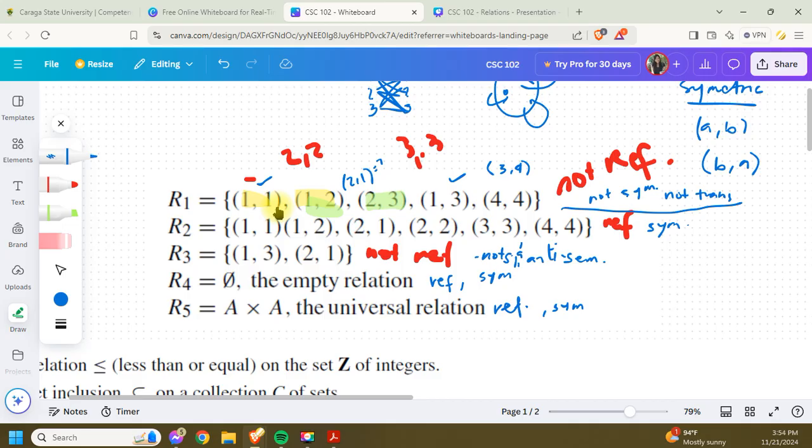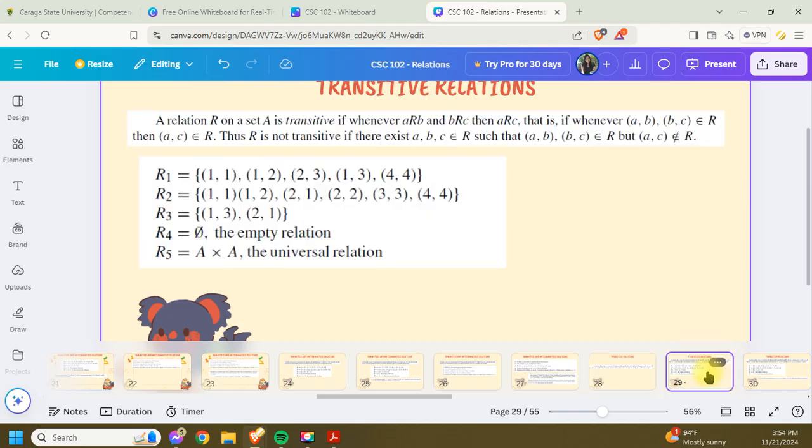R2, okay, let's try to evaluate R2. (1, 1) and (1, 2), that's transitive. (1, 2) and (2, 1), that's transitive. (2, 2) is technically transitive to itself, right? So just bear in mind, memorize this: as long as they have the same element, that's already transitive. So (2, 2), (3, 3) and (4, 4), these are transitive relationships. Let me recheck if I'm correct here.